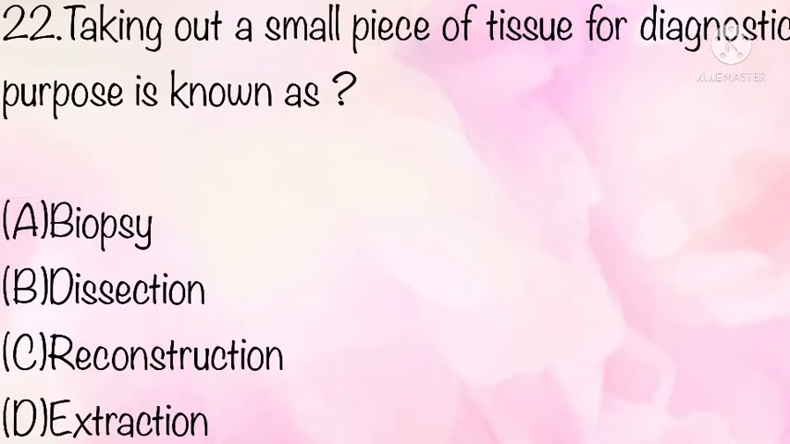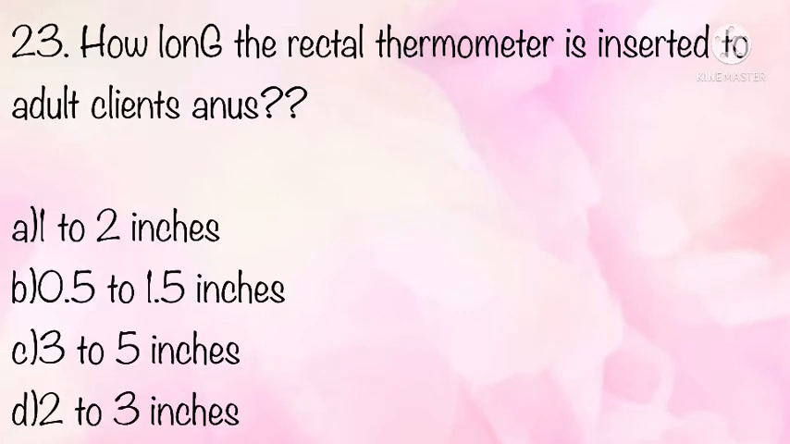Taking out a small piece of tissue for diagnostic purposes is known as biopsy, dissection, reconstruction, extraction. Correct answer is A, biopsy. How far is the rectal thermometer inserted into an adult client's anus? 1 to 2 inches, 0.5 to 1.5 inches, 3 to 5 inches, 2 to 3 inches. The correct answer is C, 3 to 5 inches.